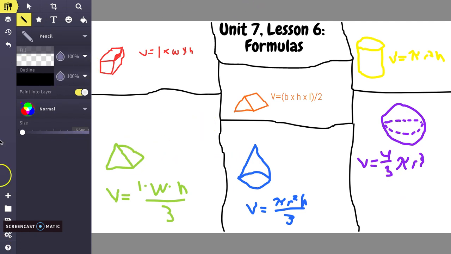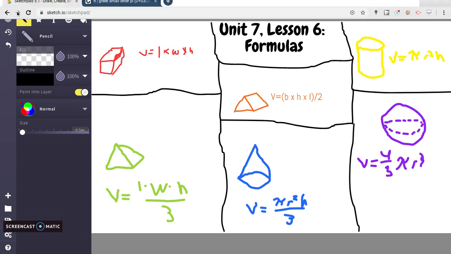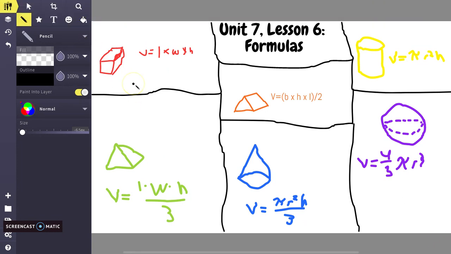So volume is just pretty much if you think about filling something, like if you refill a water bottle, how much water will it take to put in it? That's basically what volume is. So let's figure out why.